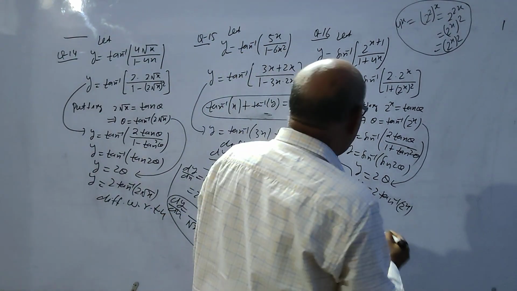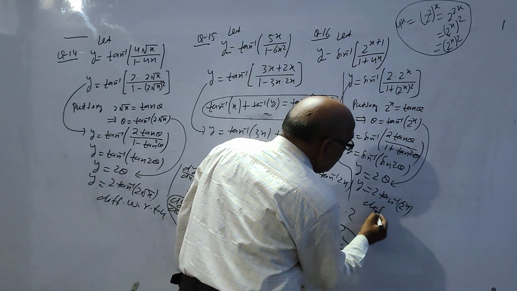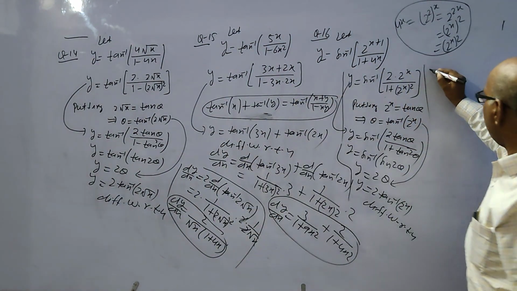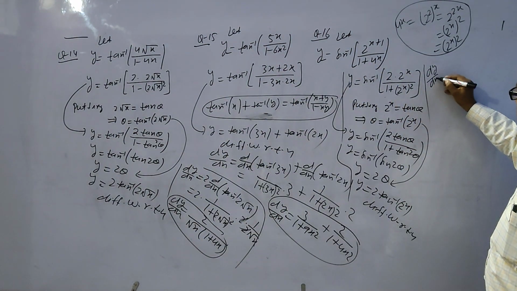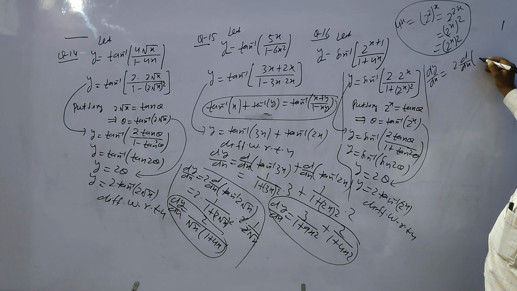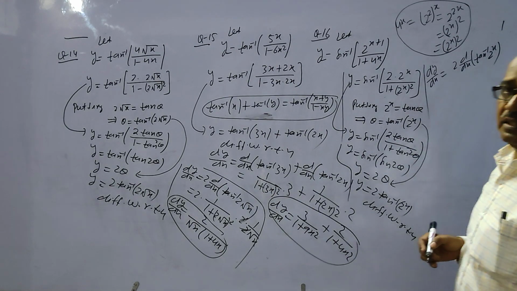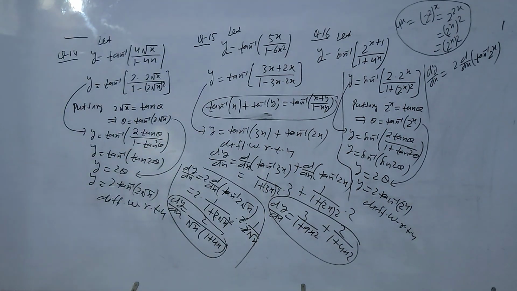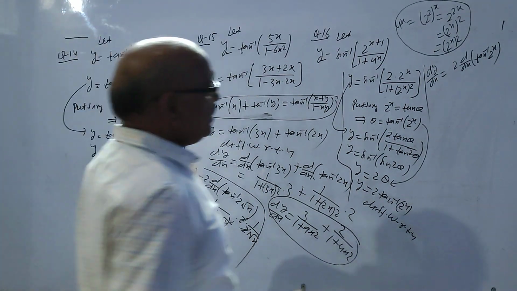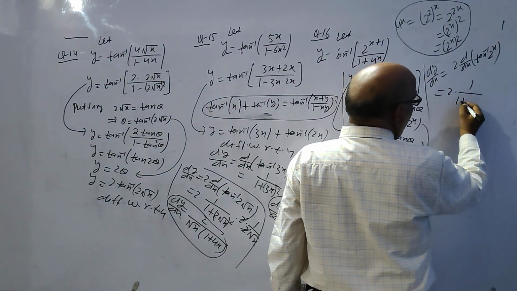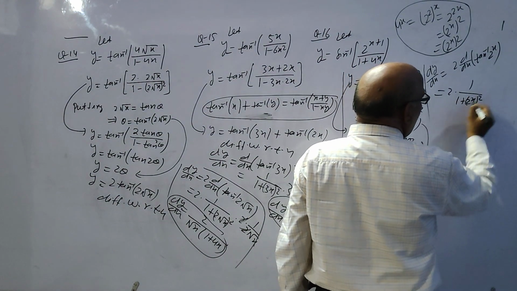Now differentiating with respect to x, what will come? dy over dx is equal to 2 times d over dx of tan inverse 2 to the power x. You know the differentiation of tan inverse x is 1 upon 1 plus x square. So this is equal to 2 into 1 upon 1 plus 2 to the power x whole square.